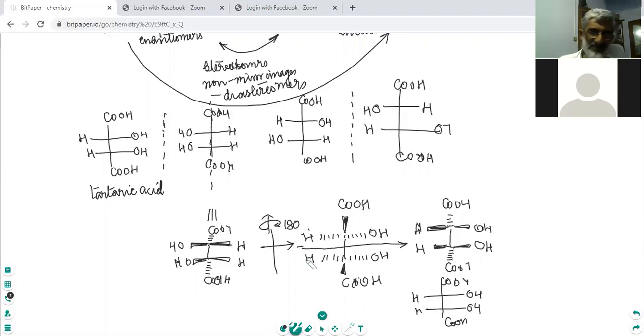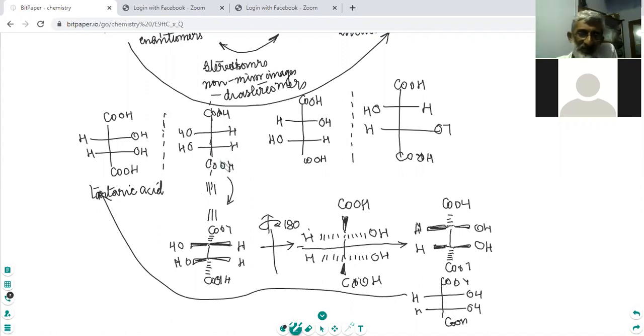Now compare this structure with the first one. We have started from here. We are drawing this molecule's mirror image. But the mirror image we have found is the same as this one.